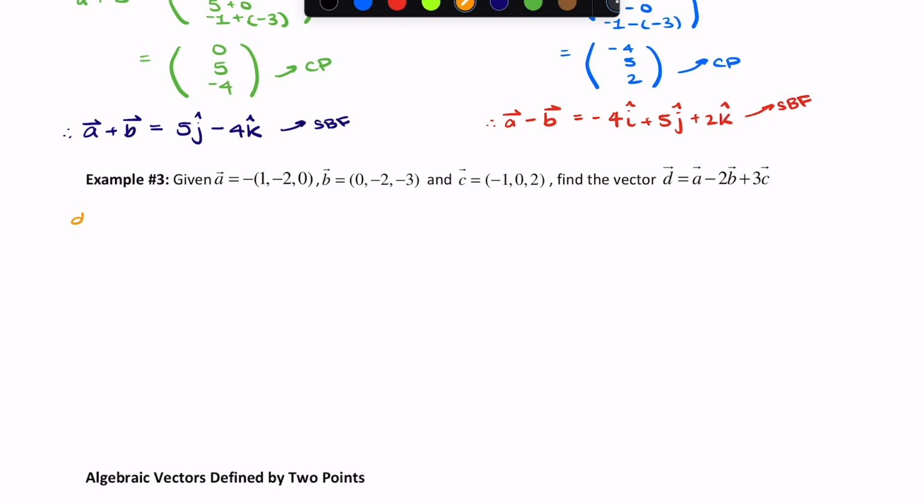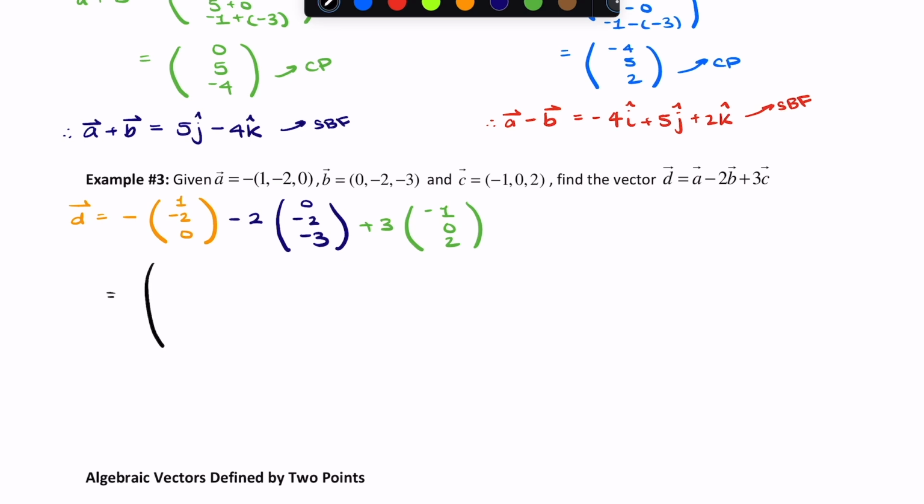So here we can write it. Vector D is equal, again, to A, and we know that A is negative 1, negative 2, 0, minus 2 vector b, which is 0, -2, -3, plus 3 times -1, 0, and 2. And write it as one big component form.